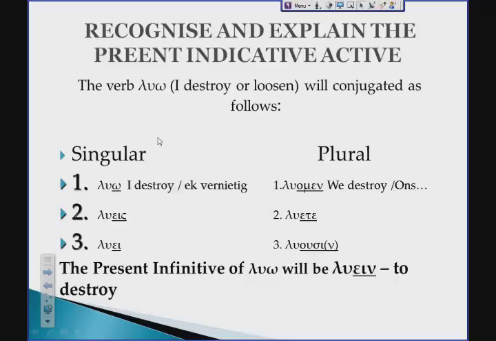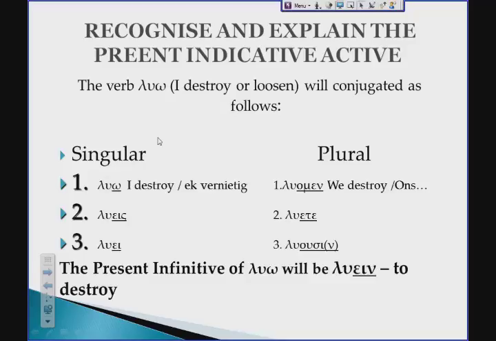So in the test, I might ask you to conjugate luo in the present indicative active, and this is what I will be looking for. Luo, lueis, luei, luomen, luete, luosin, and you must be able to translate or interpret it. Then I can also ask you to give me the present infinitive active of luo. You are also going to have so many other forms. You can have the aorist infinitive, the perfect infinitive, and so forth. But I just want us to get this right. You are a Greek scholar, you studied Greek, so at least you must know something in terms of conjugation.